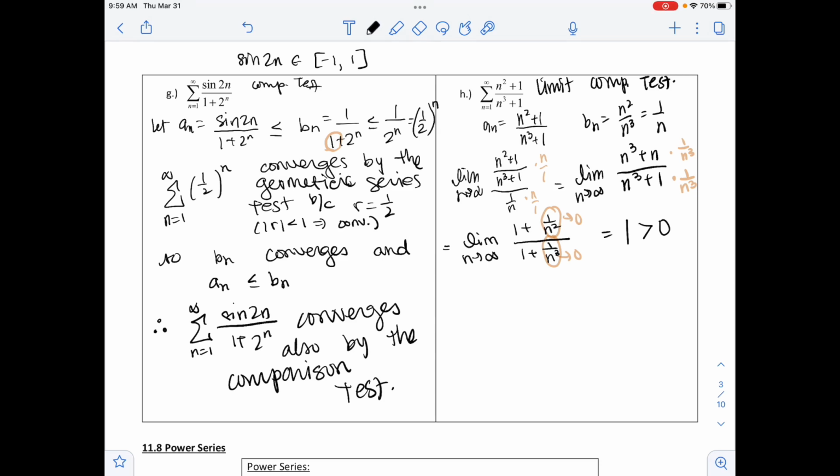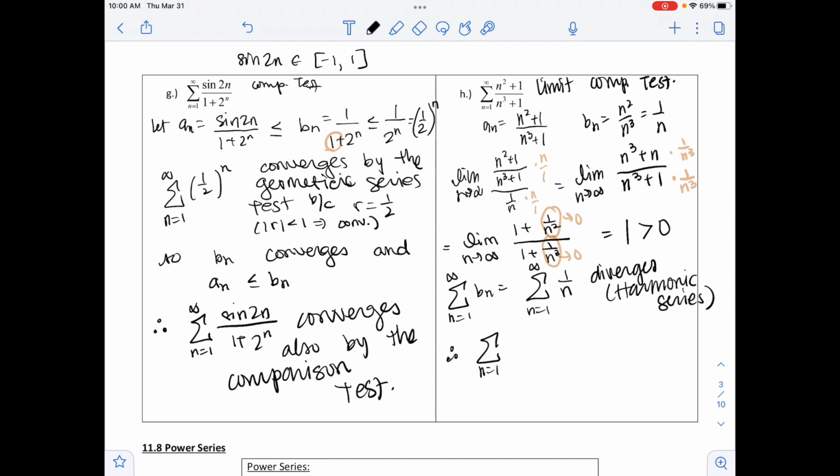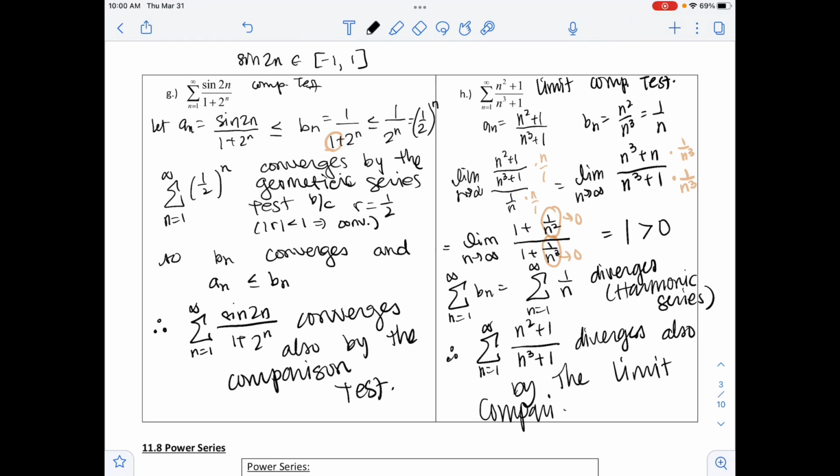And we know that the sum from n equals 1 to infinity of b sub n, which is equal to the sum from n equals 1 to infinity of 1 over n, diverges because it's a harmonic series. And so we can say that therefore the series that we had, the sum from n equals 1 to infinity of n squared plus 1 over n cubed plus 1, diverges also. And make sure to state what test you used: this is by the limit comparison test.